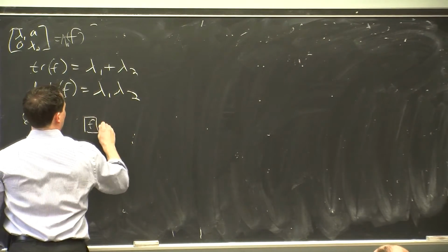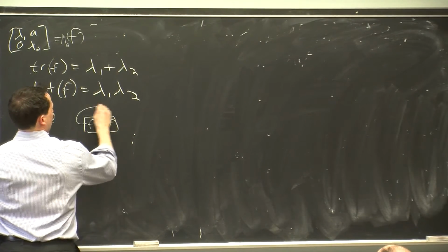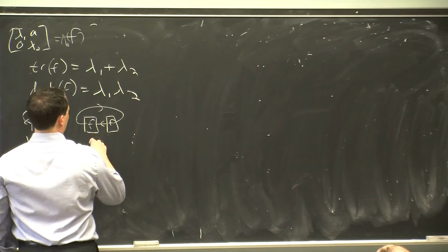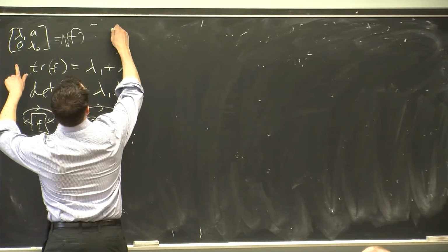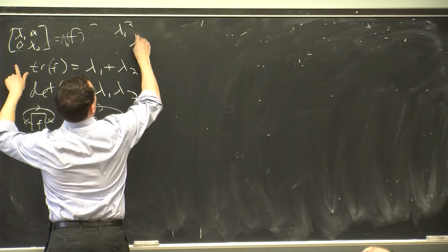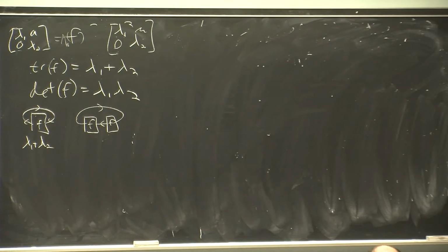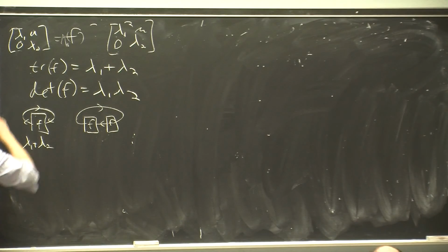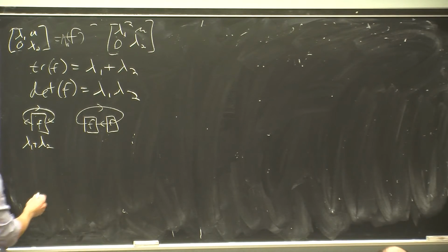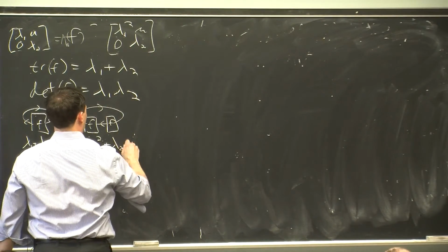And the other thing I can do is I can have 2 F's and compose them first. What's that going to be? Well, if I square this matrix, I get lambda 1 squared, lambda 2 squared, 0, and something I don't care about, right? This times that, lambda 1 squared, 0, lambda 2 squared. Okay. So the trace of that is lambda 1 squared plus lambda 2 squared.